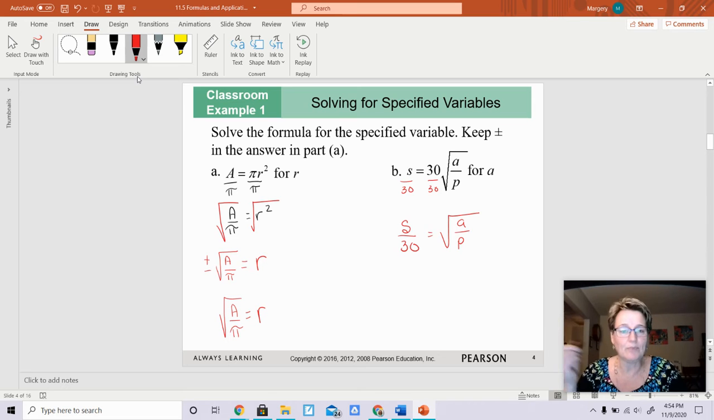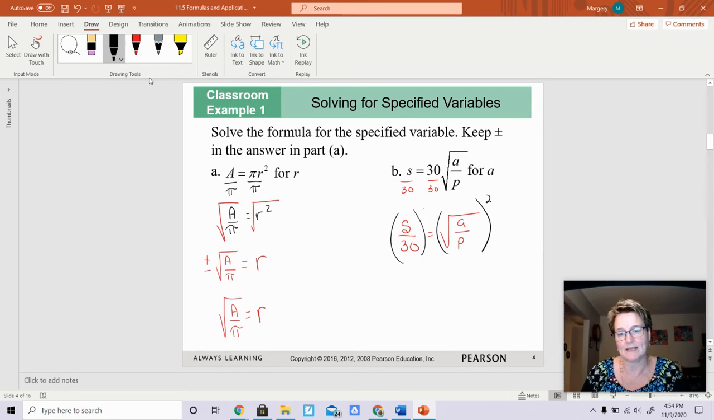Now, from prior time before, to get rid of a square root, you square both sides. So I'm going to square this side, and I'm going to square this side. So I end up with S squared over 900, because 30 times 30 is 900, equals A over P.